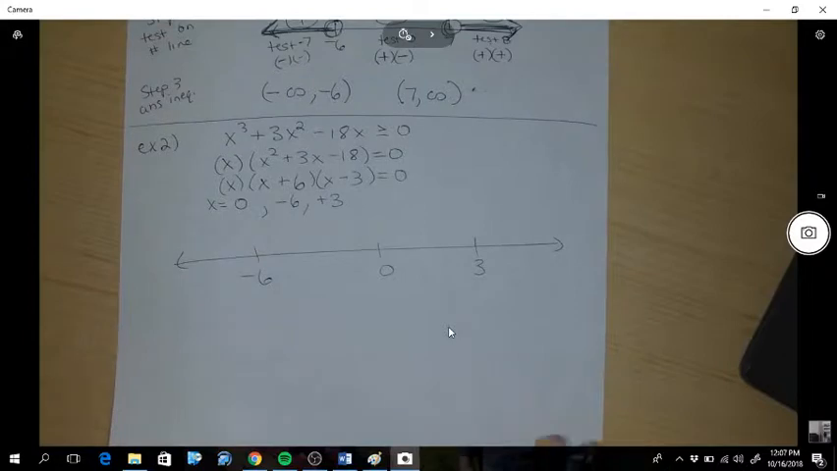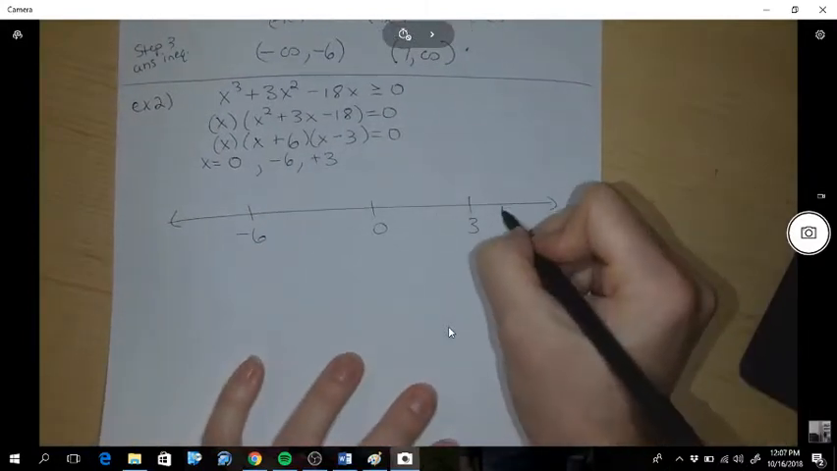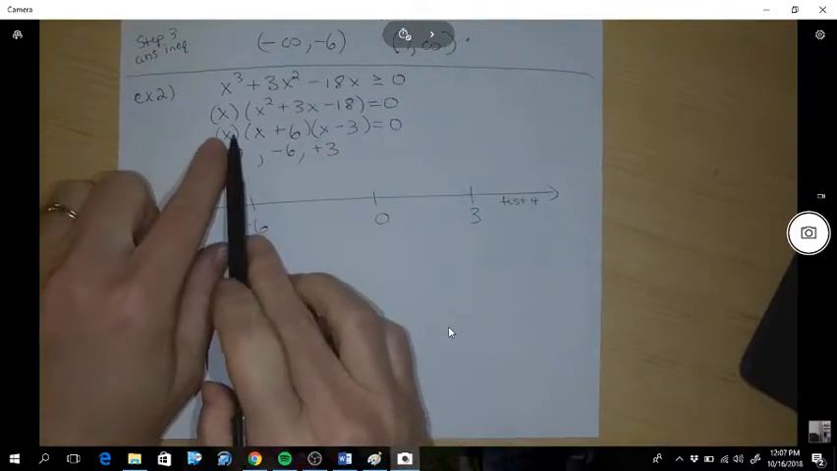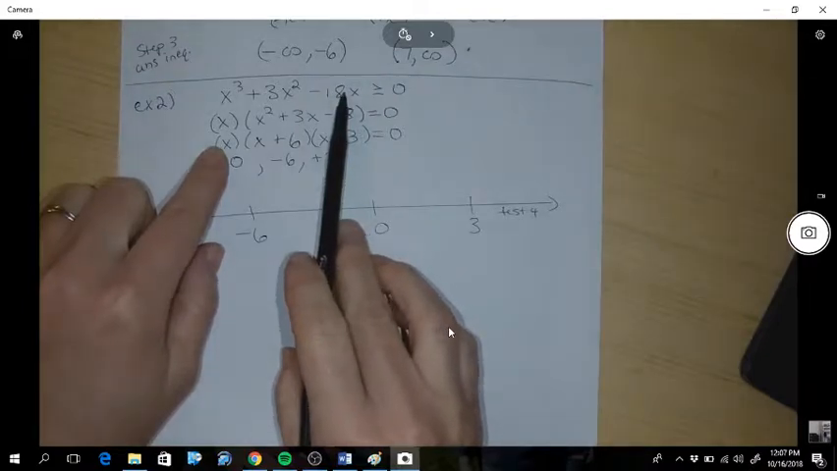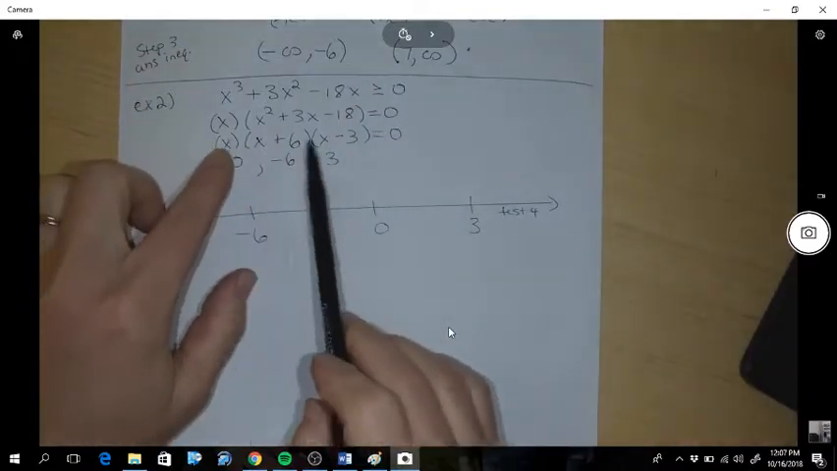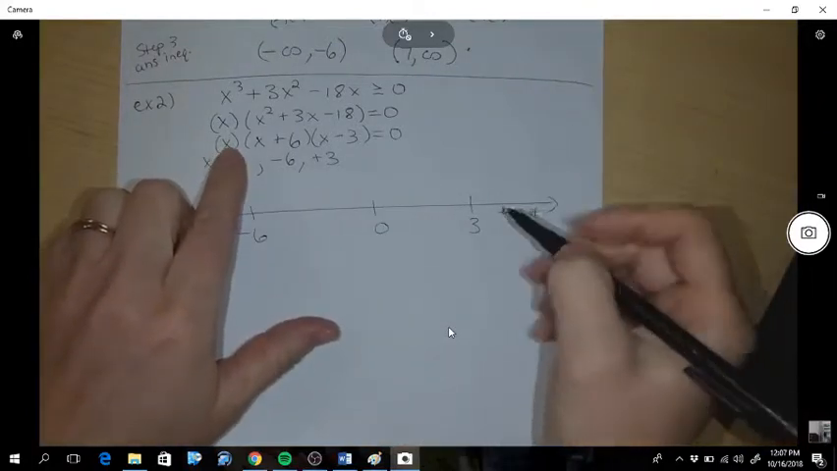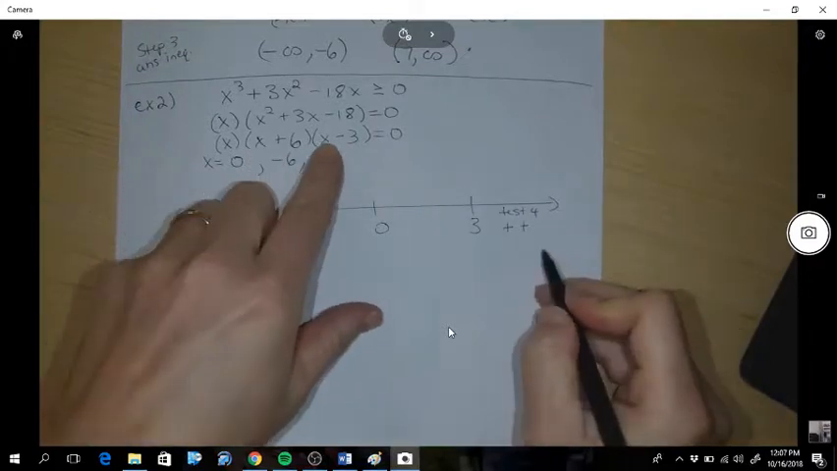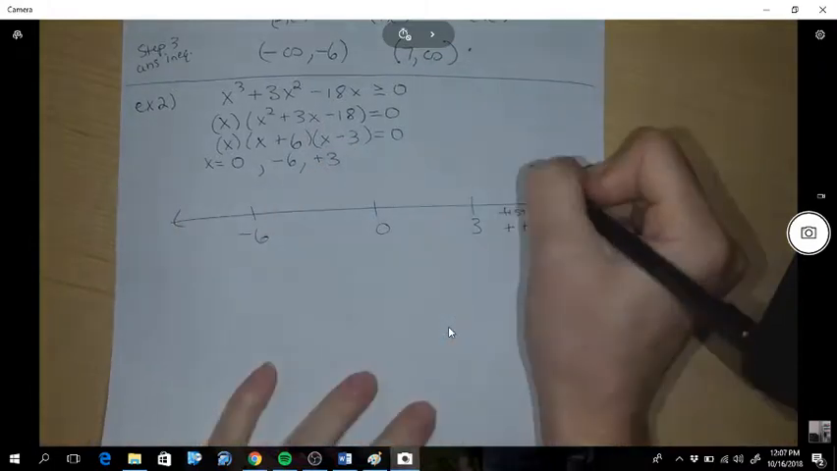So put them on a number line, test the regions. So I'm going to test 4. I like to plug them into my brackets. If you really want, you could plug it into the top and see what the whole number actually comes out to be. But here you just have to worry about positives and negatives. So 4 in this bracket is positive, 4 plus 6, positive, 4 minus 3 is positive. 3 positives multiply to a positive.